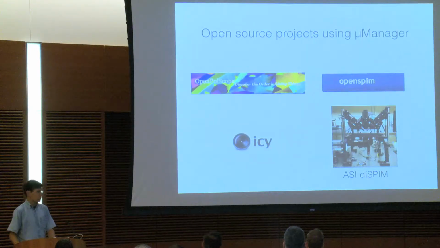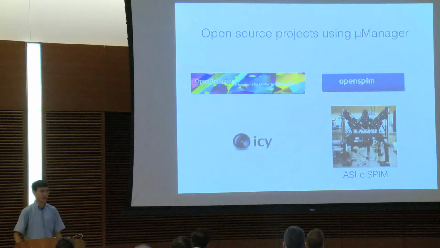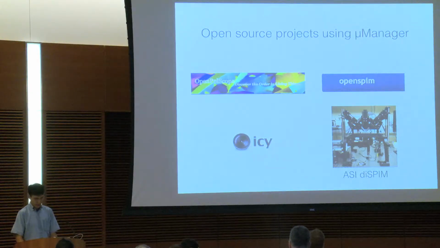A number of open source projects have built upon µManager. People from OpenPolscope and OpenSPIM and IC are here. Also outside of academia, the company ASI, which is a sponsor of this meeting as well, is developing the DICE-BIM scope, the dual inverted selective plane illumination microscope, originally developed at Harish Roff's lab, and their software for running this is completely based on µManager and open source.